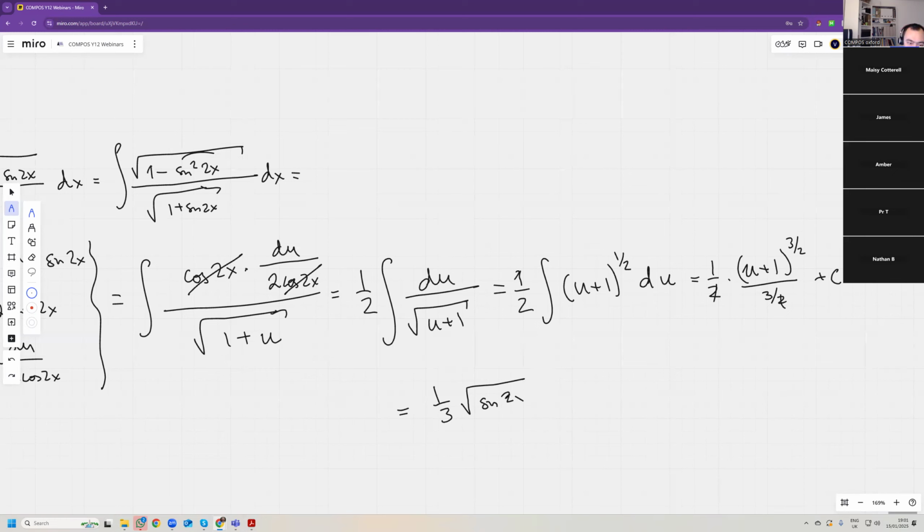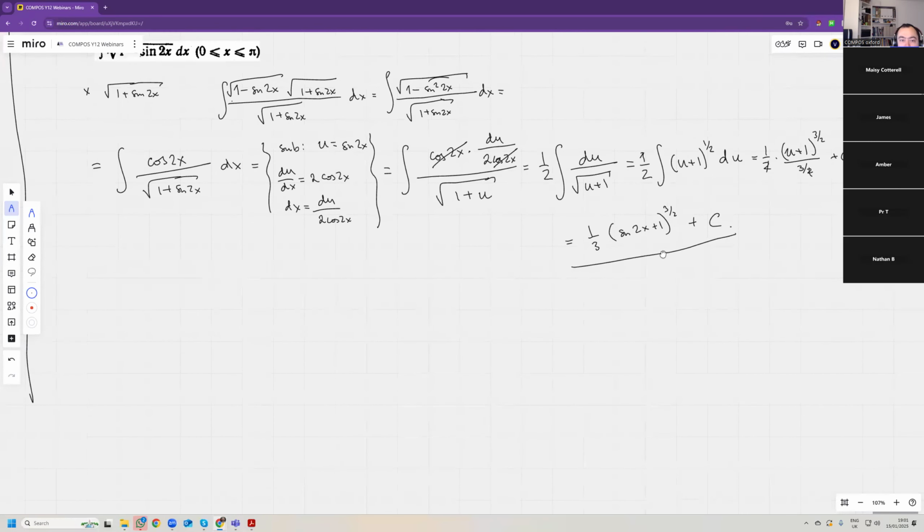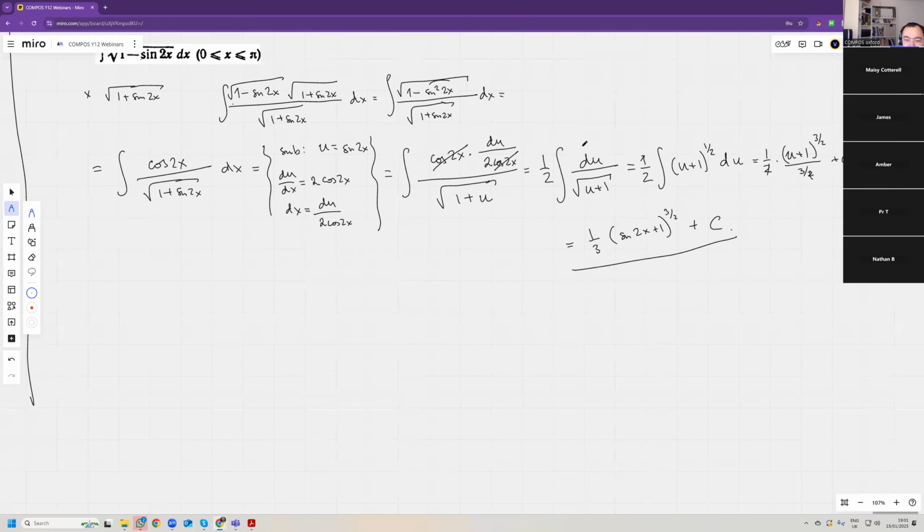Oh, I don't need that. 1/3 (sine 2x plus 1) to the power 3 over 2 plus c. Good. And yes, thank you, minus half. 1/2. So just that. Square root. So that is the square root of sine 2x plus 1, plus c.